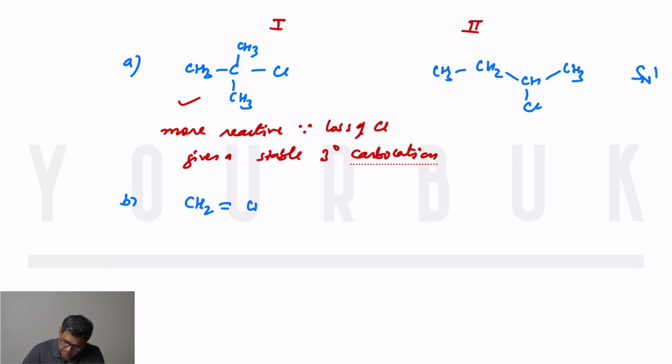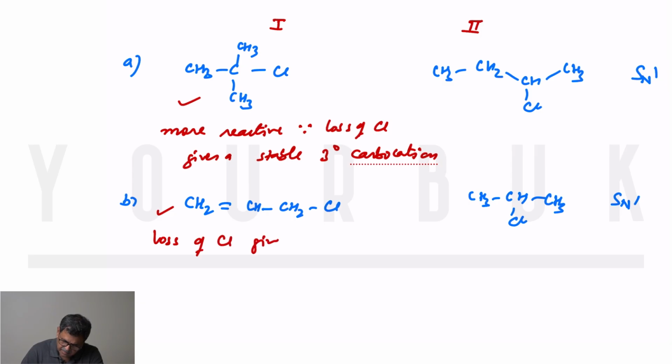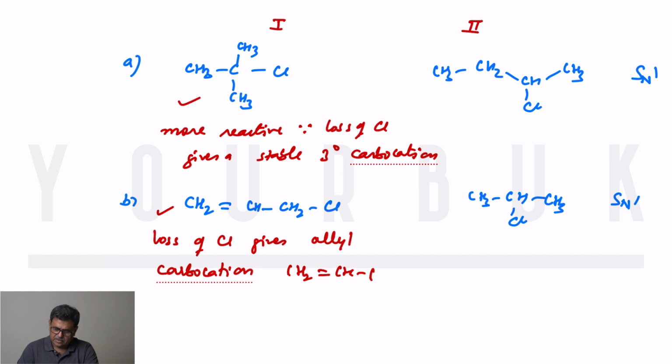Out of these two, this is called allyl chloride and this is called isopropyl chloride. So which one is more reactive towards SN1? Again the answer is the first one, because the loss of chlorine gives allyl carbocation, which is resonance stabilized.